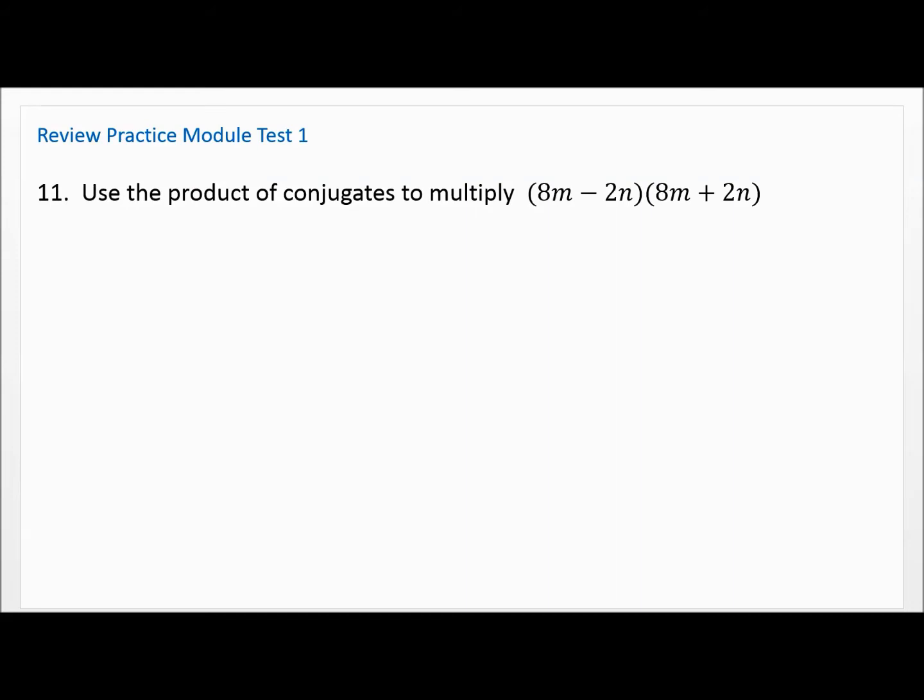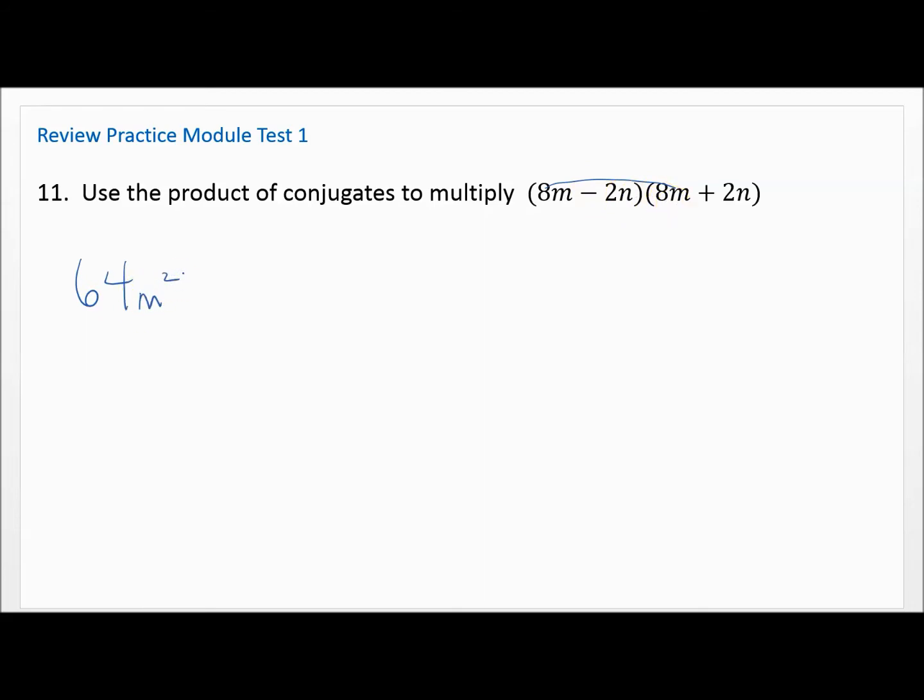For our next problem, number 11, we're going to use the product of conjugates to multiply. The fact is, you don't have to know that that's the product of conjugates. You could simply be told to simplify or multiply the polynomials together. We're going to multiply 8m times 8m. Now we know 8 times 8 is 64, and m times m is m squared.